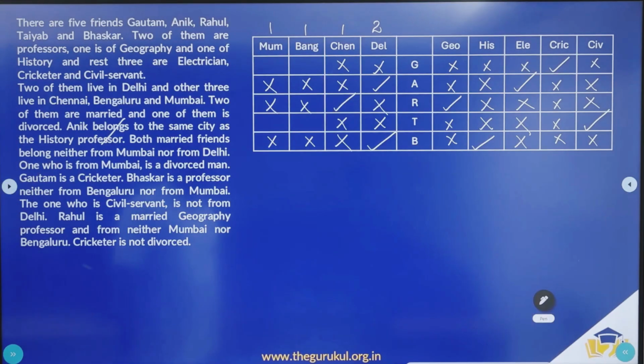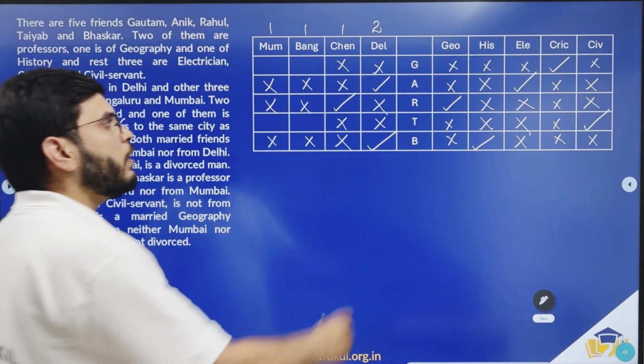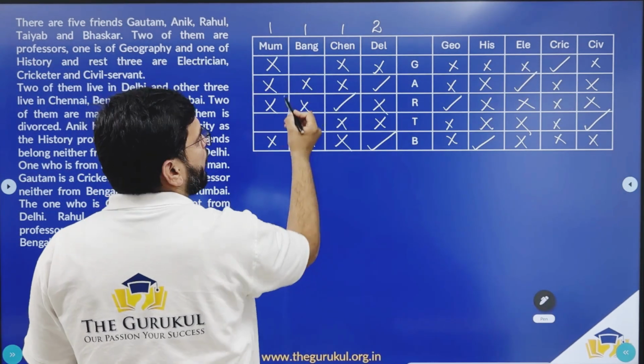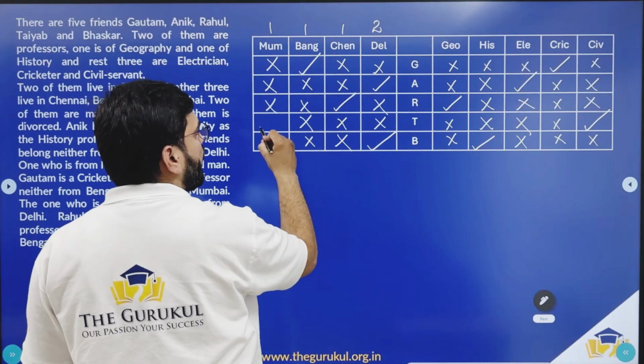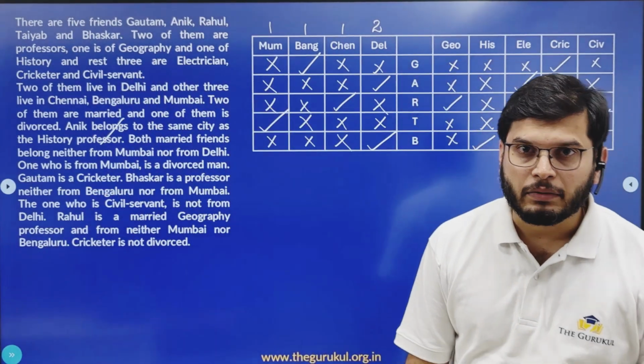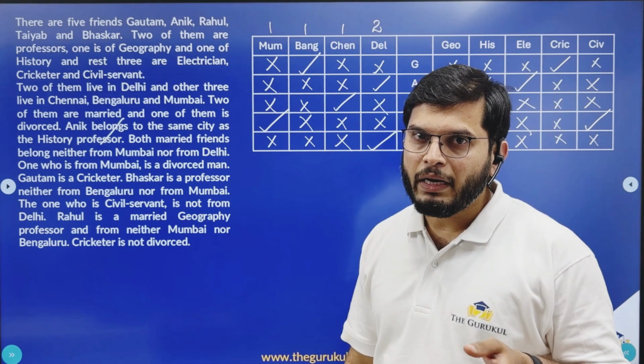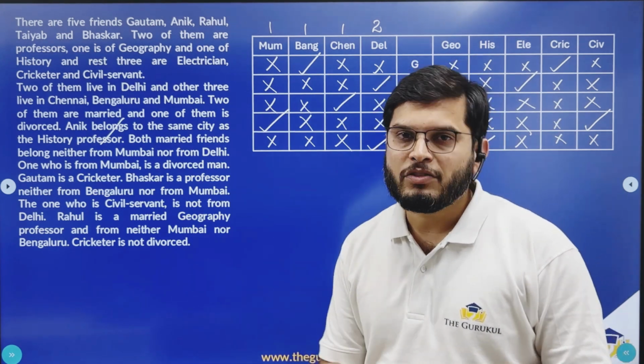Now coming to left hand side part. Now is there any mention of Mumbai? One who is from Mumbai is a divorced man and cricketer is not divorced. So if cricketer G is not divorced, he cannot be from Mumbai. Right. So G is from Bangalore and T is from Mumbai. And this completes the set. So once you make the table in a structured way using ticks and cross method, if you had solved 90%, that remaining 10% will get solved by itself.